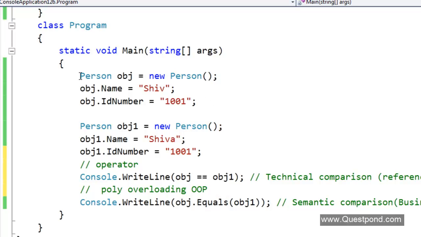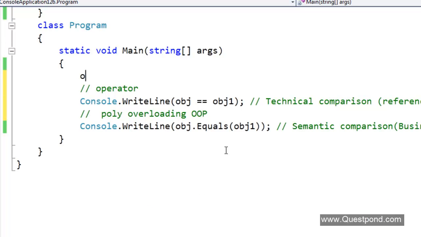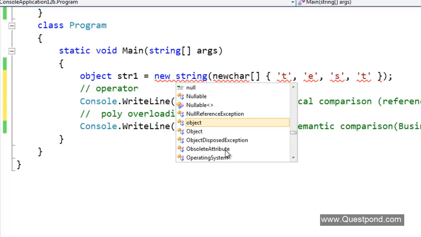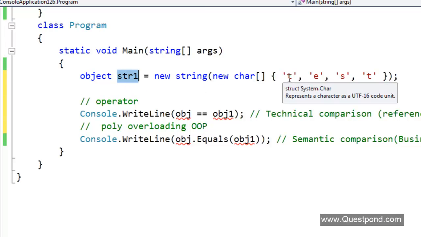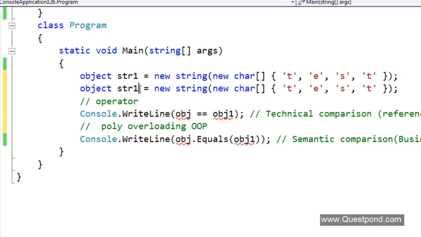And also I would like to point out over here, even Microsoft internally follows this technical comparison and semantic comparison. For example, if you go and if you create a string object, let us say I have a string here, str1. So let us say I create a string object internally like this, with new string, right? Something. So new string and new char. So you can see that I'm creating a string object over here, a string which is having the value as test, right? And let us say I create one more object here, string2, right? And in this also the value is test.